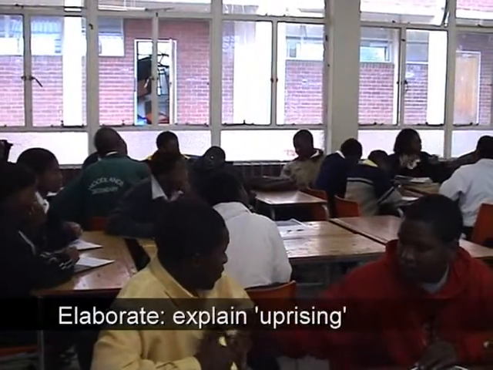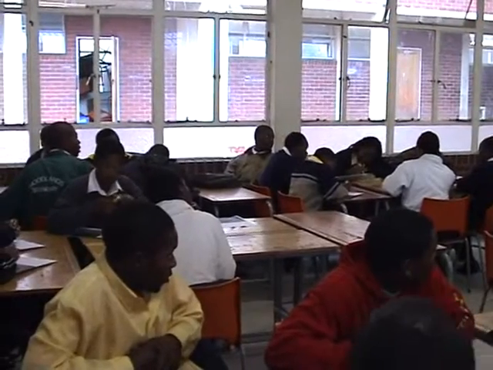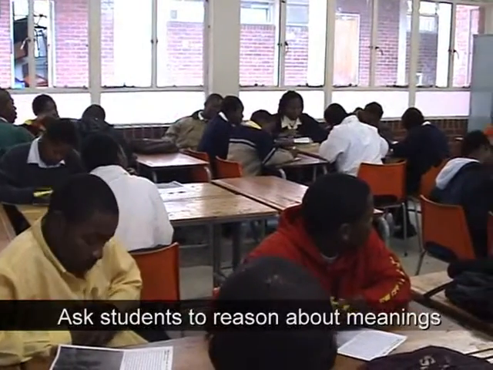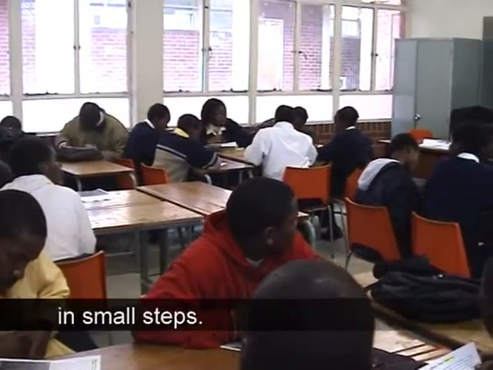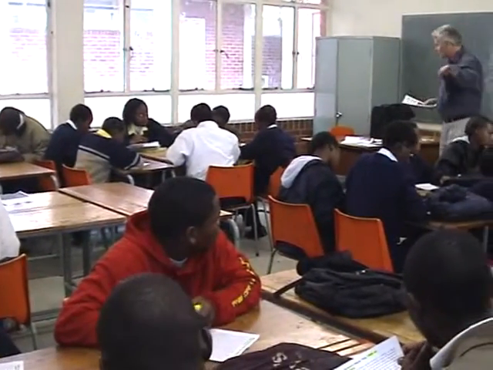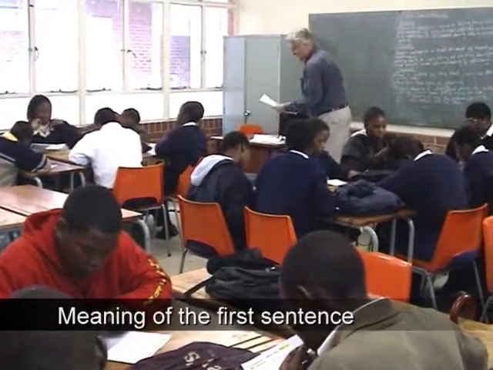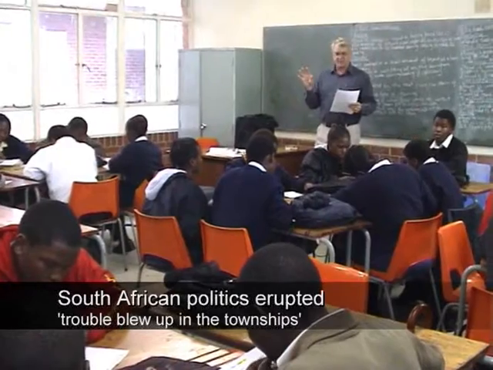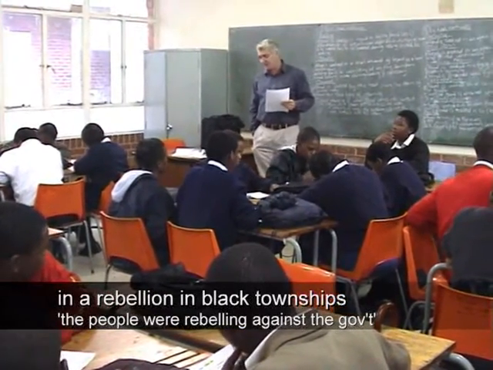And you know why it's called an uprising? Because the people, what do the people do? The people rise up. Yeah, rise up. And who are they rising up against? They're rising up against the government, that's right. So it was the uprising. Now, the first sentence in the story tells us that the trouble blew up in the townships, and that the people were rebelling against the government.